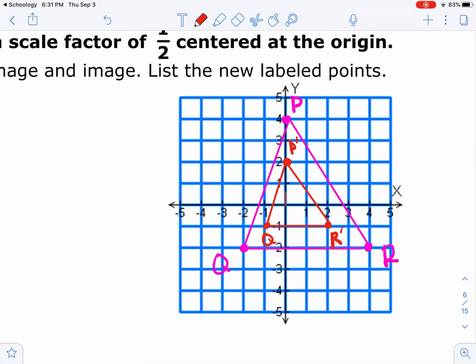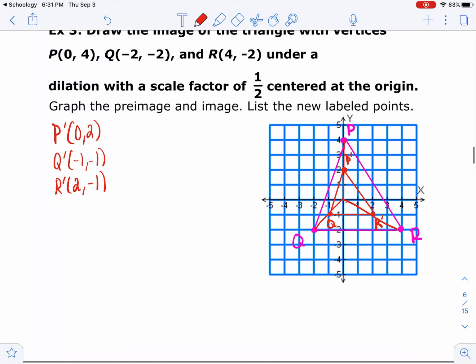Okay? Once again, if you wanted to double check, connect the origin to those 2 points, connect the origin to these 2, origin to these 2. If anything's off, it's because it's wrong.